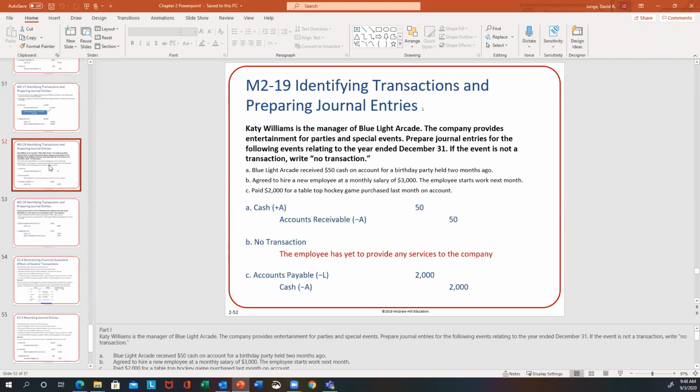Okay. And again, the rest of these, I'll just give some brief comments because I know you know these. Here's just a collection of an accounts receivable. Here's just you hired somebody, but they haven't done anything yet. So that's just no transaction. And then on part C, you're just paying off part of your debt by debiting AP and crediting cash.